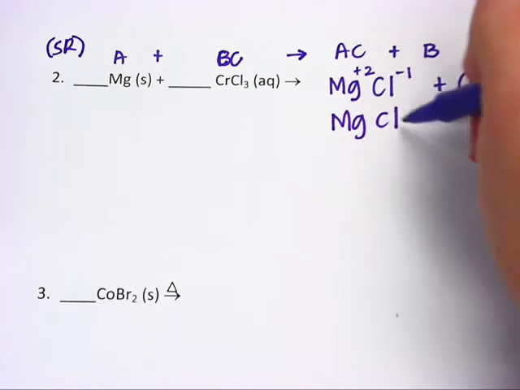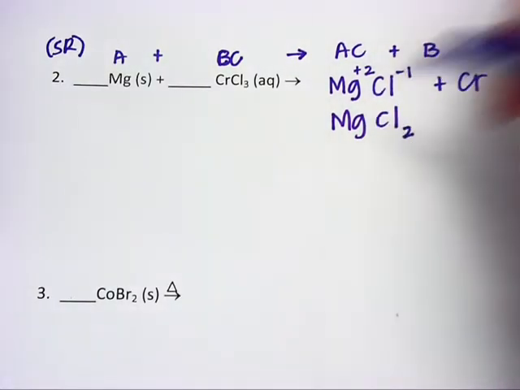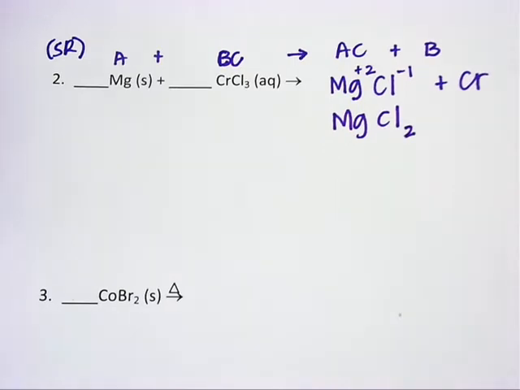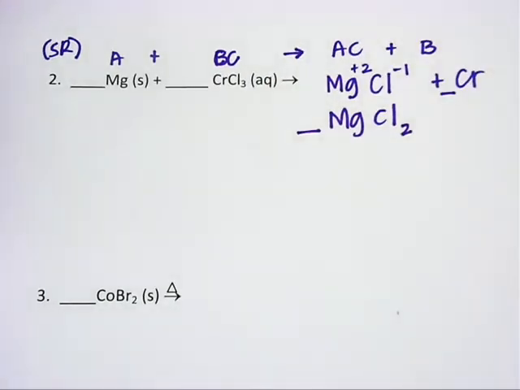The 2 from magnesium comes down next to chlorine, and the 1 from chlorine will come down next to magnesium. So that's what I have. Now I need to balance. This time I'm going to show you how to balance with the chart. So there would be lines before each one of those.